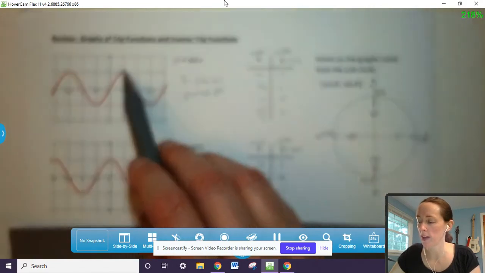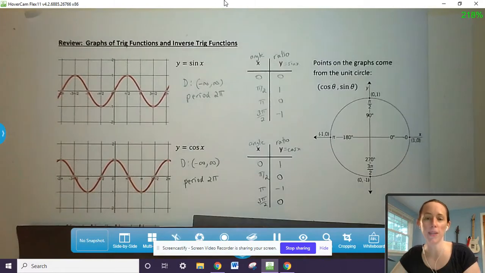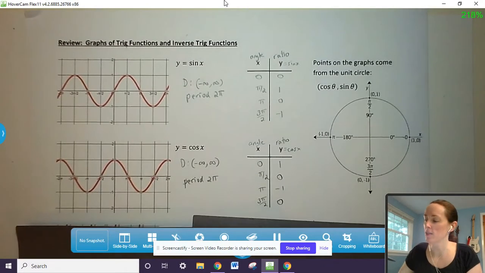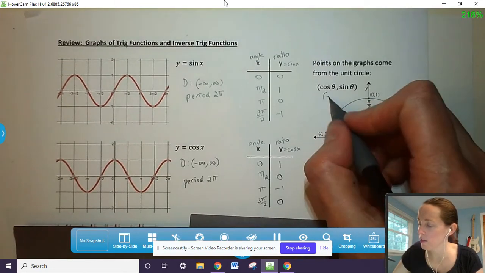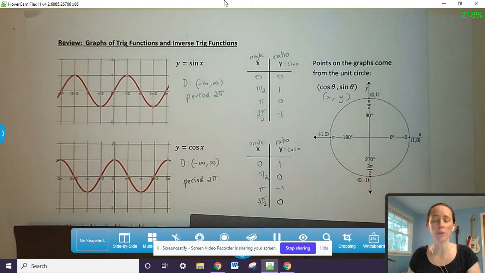So if you know just those points on the unit circle, and you know that these graphs are going to be a hill and then a valley and then a hill and then a valley and just repeat, you can always get these graphs again as long as you know that the x-coordinate is cosine and the y-coordinate is sine on the unit circle. So that's how we graph those.